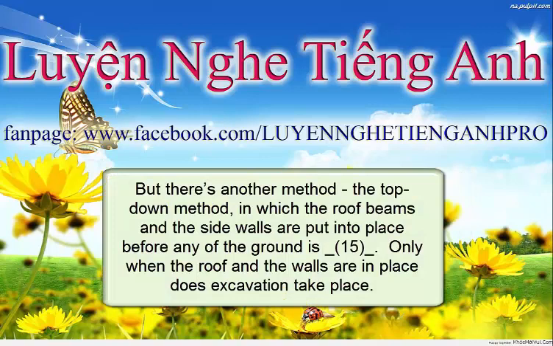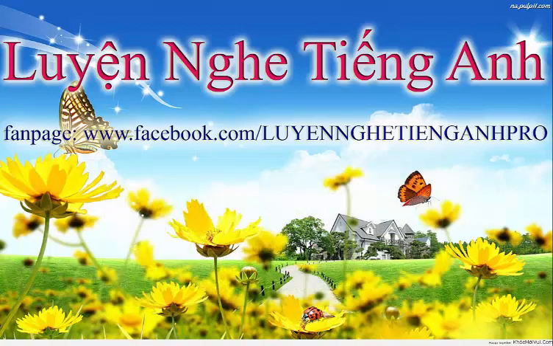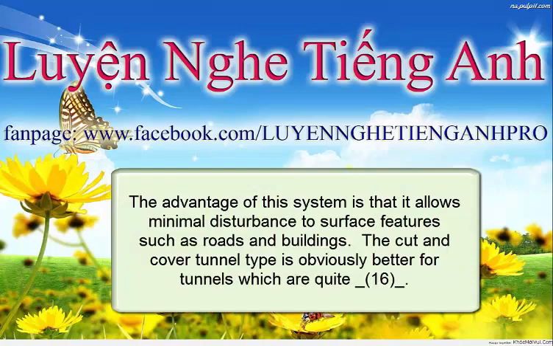But there's another method, the top-down method, in which the roof beams and the side walls are put into place before any of the ground is dug out. Only when the roof and the walls are in place does excavation take place. The advantage of this system is that it allows minimal disturbance to surface features such as roads and buildings.